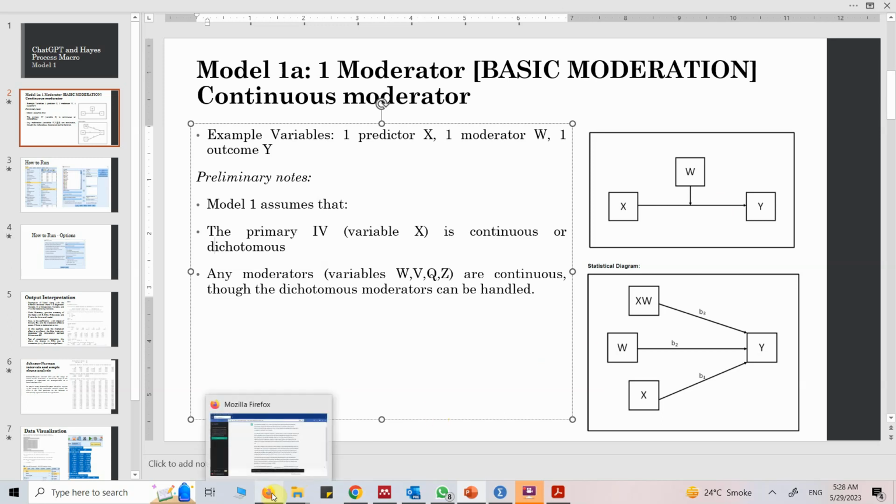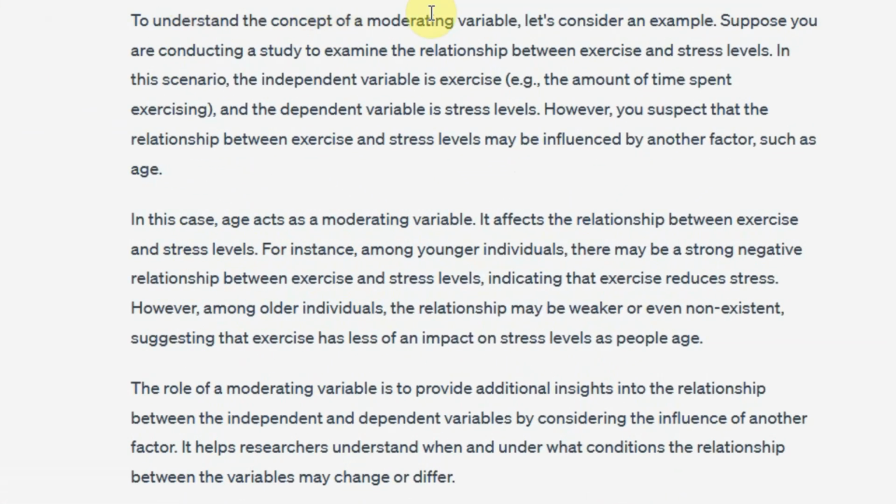Now let's go back. To understand the concept of a moderating variable, let's consider an example. Suppose you are conducting a study to examine the relationship between exercise and stress. In this scenario, the independent variable is exercise, the amount of time spent exercising, and the dependent variable is stress. However, you suspect that the relationship between exercise and stress, that is your IV and your DV, may be influenced by another factor such as age. Now, how does age moderate the relationship? How does age maybe either strengthen, weaken, or change the relationship? And this is true for any variable.